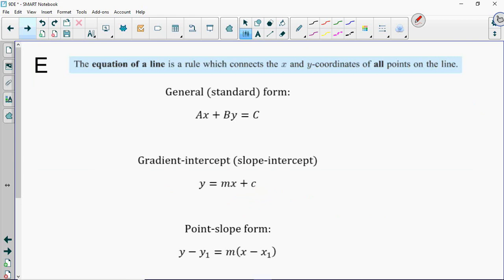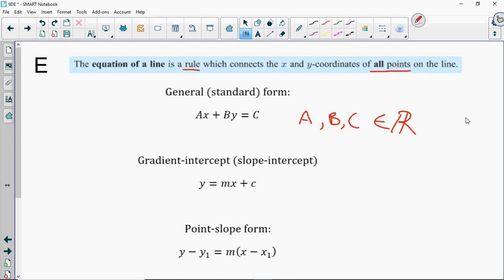Now we're into section E. This is the more exciting section, the equations of lines. So the equation of a line is a rule which connects the x and y coordinates of all points on the line. In other words, if I know the x coordinate of a point, I can put it into the rule to get the y coordinate. And if I know the y coordinate, I can put it into the rule to get the x coordinate. There are going to be three different ways that we might express the equation of a line.